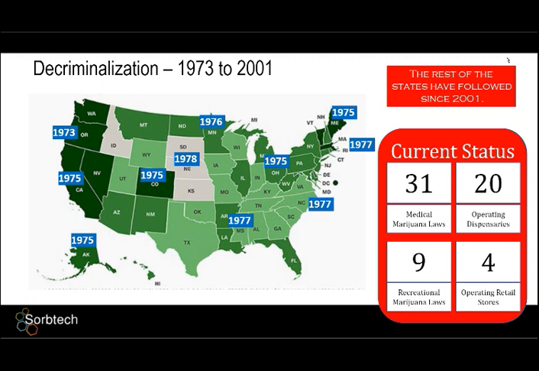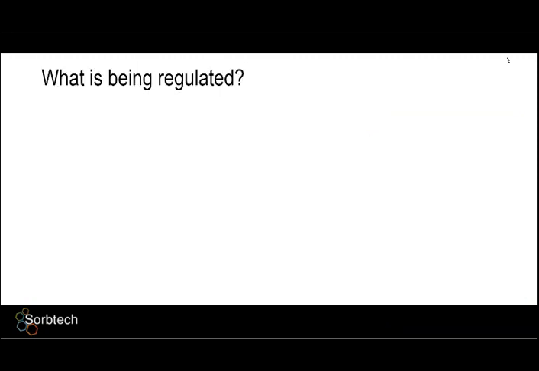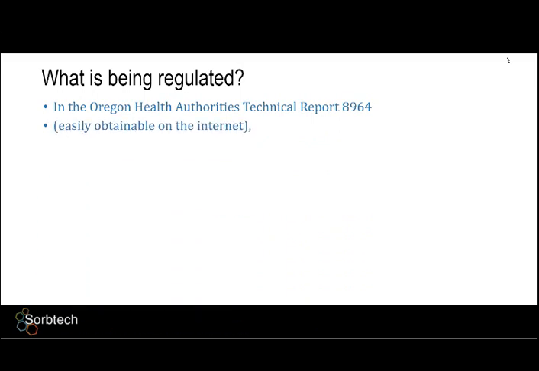So what is being regulated? Exactly. Okay, so the Oregon Health Authority's technical report 8964, which you can easily get on the internet. It's easy to get. There are 59 contaminants being regulated.